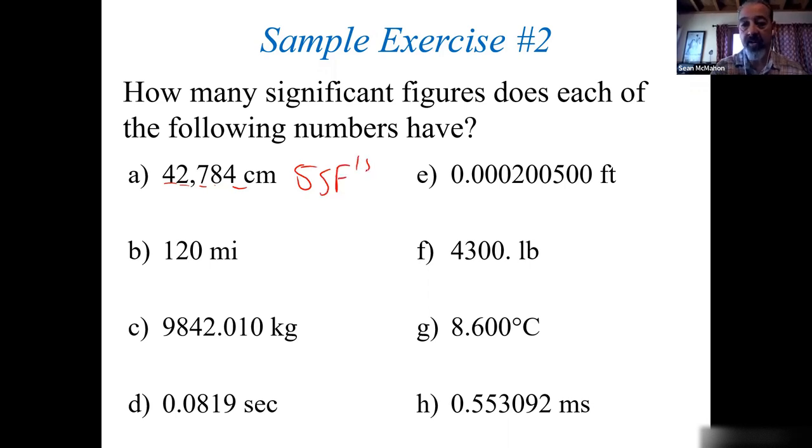What about here? Leading never count. These are captive, they count. These are trailing, they count. Why? Because there's a decimal. Even though it's way over here, there's still a decimal present. So those trailing count. So how many? 1, 2, 3, 4, 5, 6 sig figs.